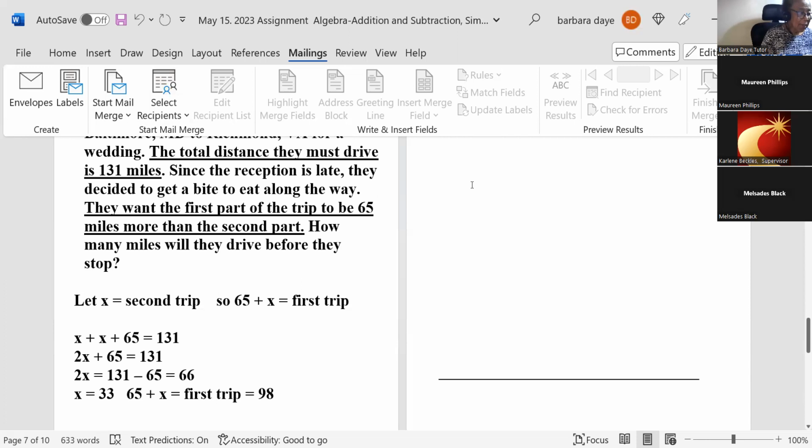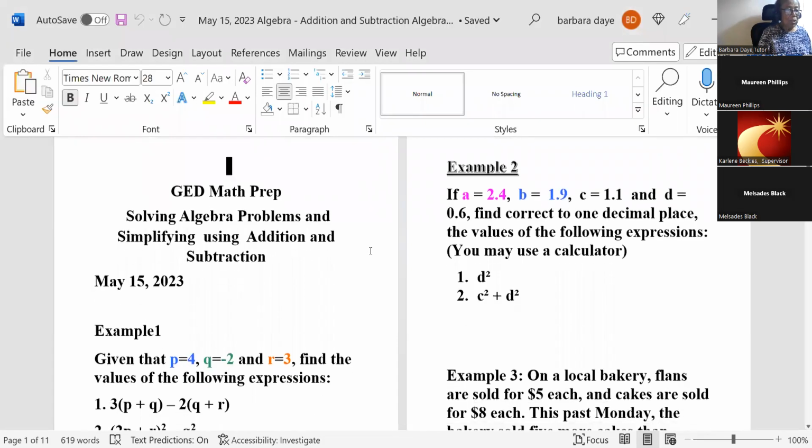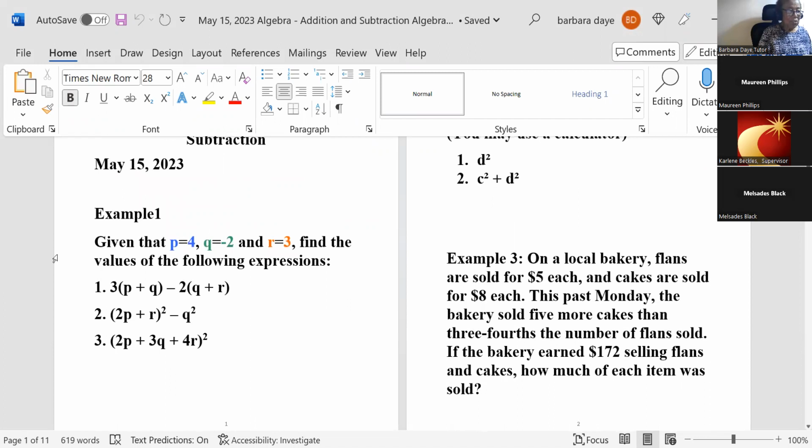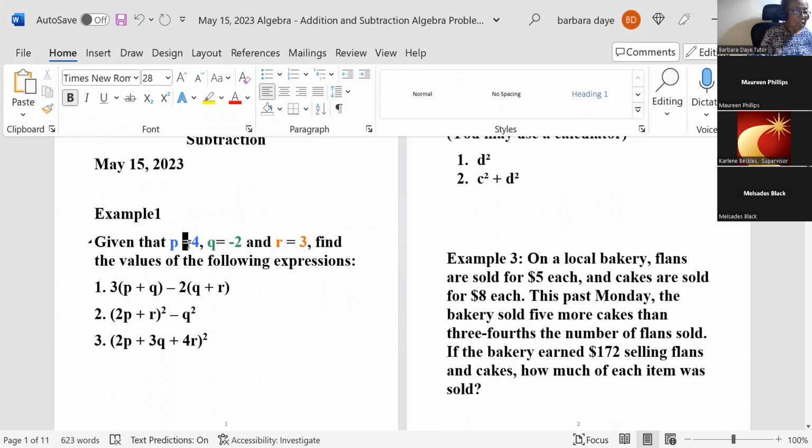Okay, let's look at, let's see, that was the assignment, right? Now we want to look at, let me share my screen, do a new share. All right, now we want to do some practice substitution. Can you see this one? Given that P is 4, Q is -2, R is 3, I want you to find the values of these three expressions. This is a substitution of the variable. Can you see it? Yes.